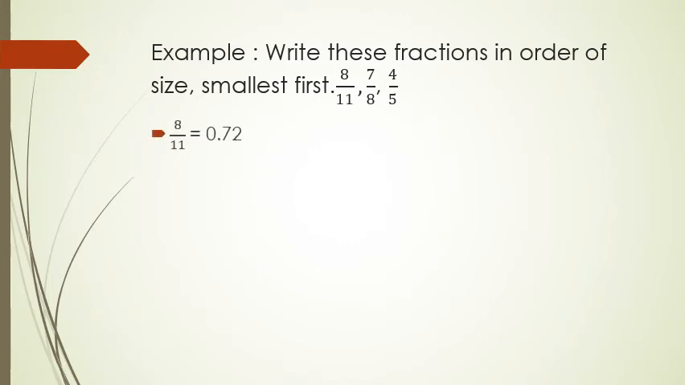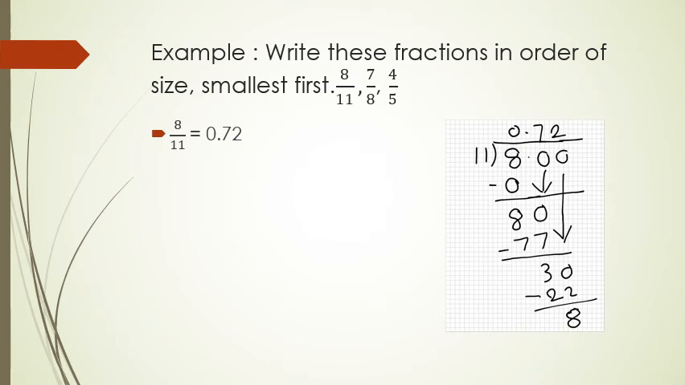So 8 by 11, 8 divided by 11. When you divide 8 by 11, you get the answer as 0.72. For this first fraction, I am showing you the way of dividing. You are well versed with it, but still I am showing you my rough work. In the same way you are going to do it for 7 by 8 and 4 by 5 also. 7 by 8, when you divide, you get 0.87. And when you are dividing 4 by 5, you are getting the answer as 0.8.